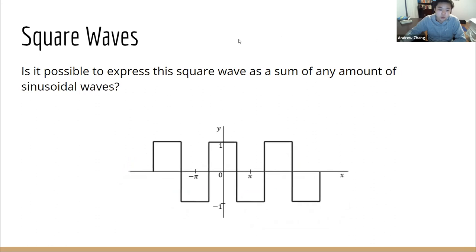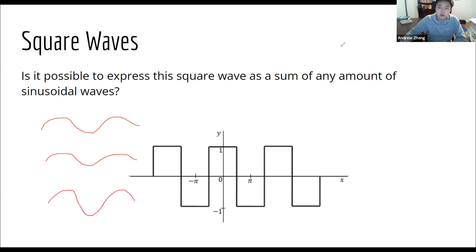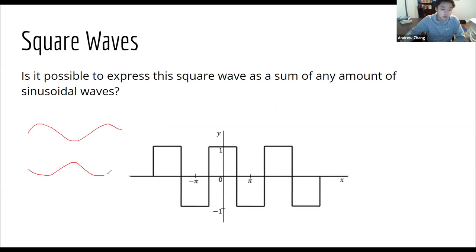And remember that you can choose something like this, and you can choose something like this, and anything like that. And remember that adding together would just mean adding each value at each point in time. So if you had something like this, adding the same wave twice would just result in a higher amplitude. If you had something like this, and something like this, where it's opposites, then adding them would just result in a horizontal line.